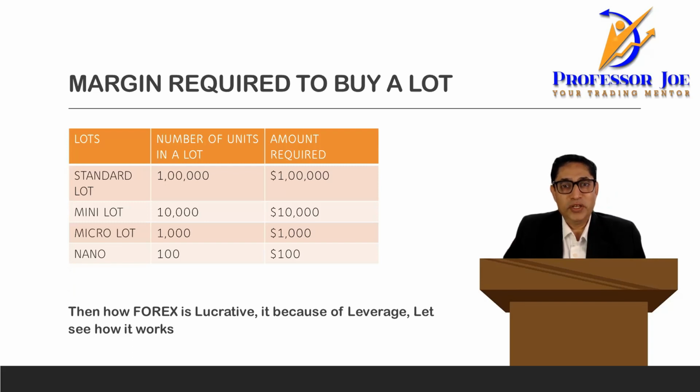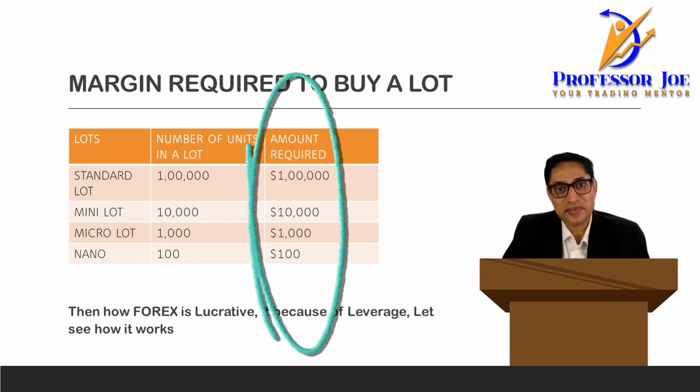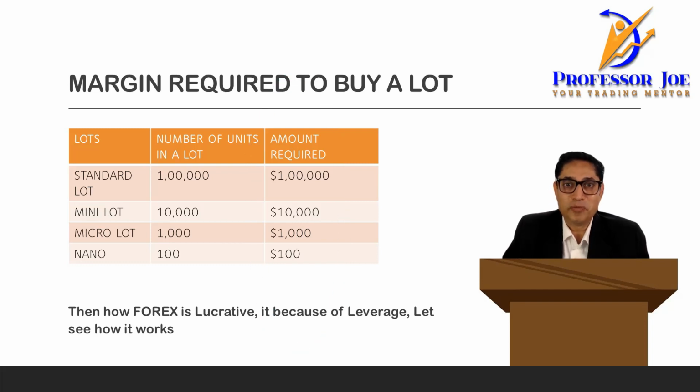So if 1 euro is equal to 1 USD, which is not practically possible, it can happen, but not very practical at this current stage. So just for understanding purposes, we are using that example. To buy 1 lakh units, you need to have $1 lakh with you. To buy 10,000 units of euro, you need to have $10,000. To buy 1,000 units of euro, you need $1,000. And to buy 100 units, you need $100 with you. Because we have taken the example that 1 euro equals $1.